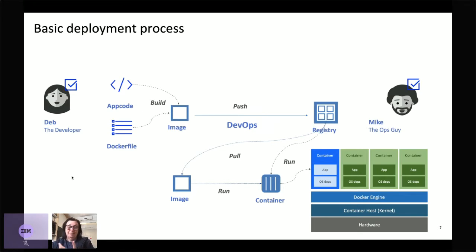The next step is Mike, the operation guy. He pulls the container images and then runs them with a container run, Docker run, or Podman run command in a Kubernetes cluster. So again, first Deborah develops her code, develops her microservice, creates an image template, builds it, pushes it to a registry, and then whoever wants to deploy it needs to pull this image and run it on an orchestrating tool like Kubernetes or OpenShift.